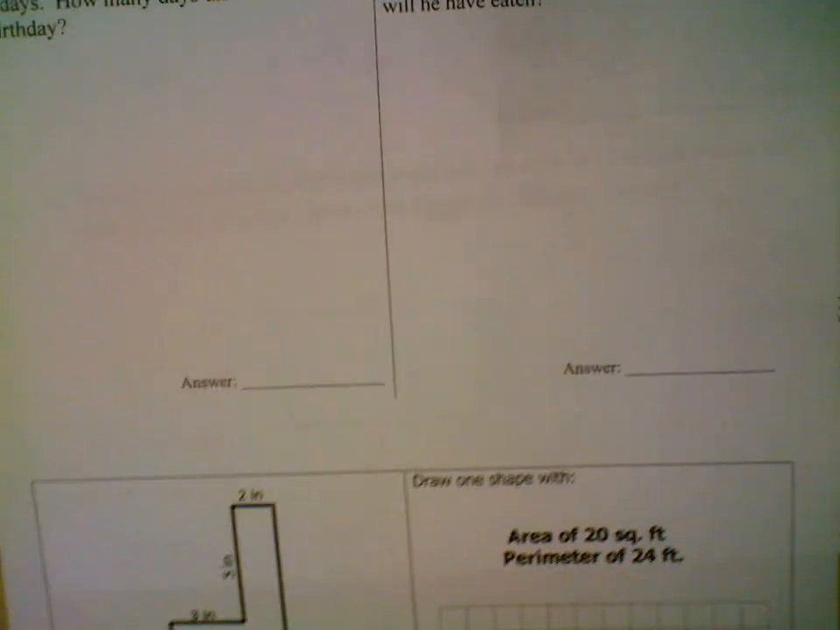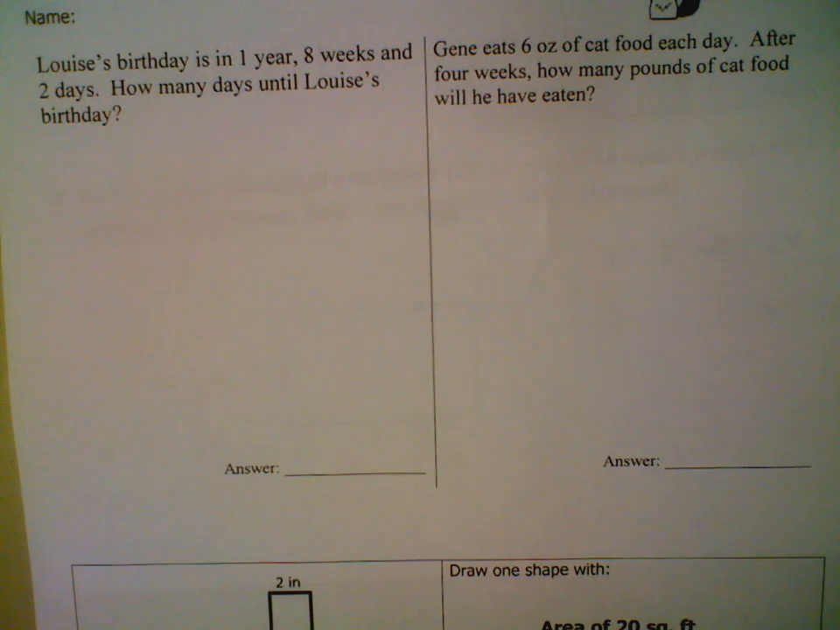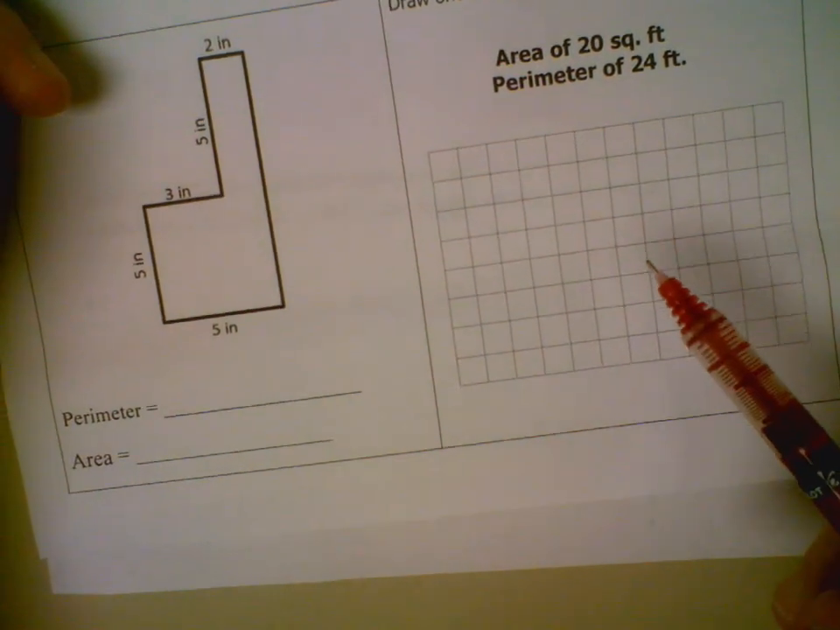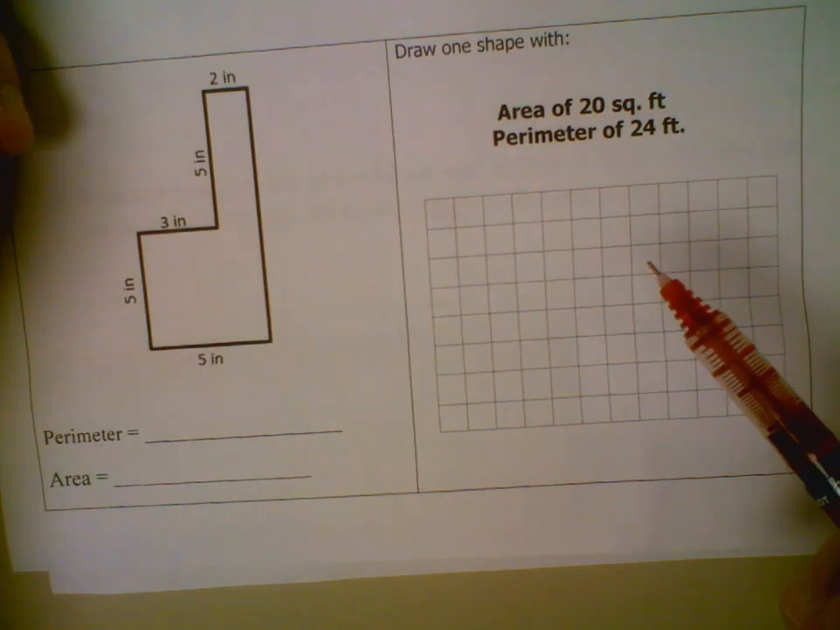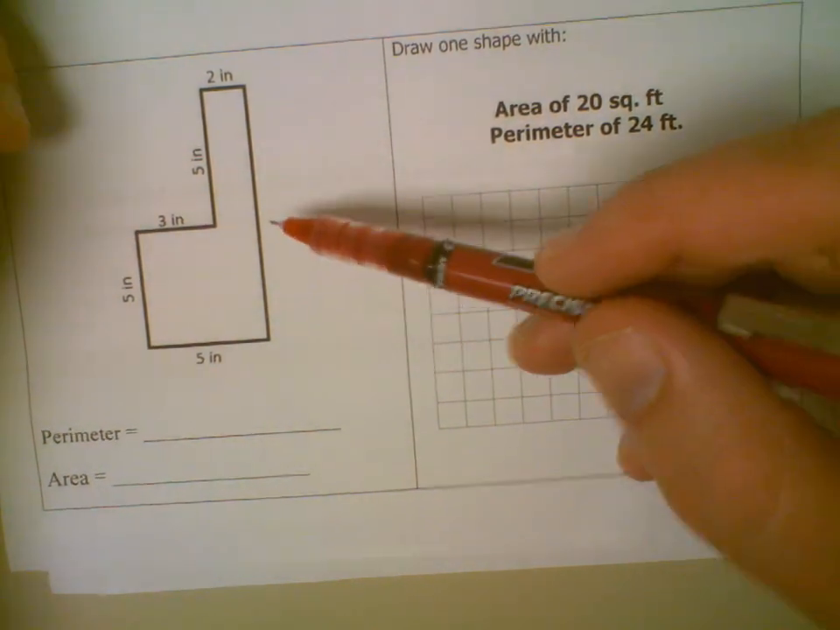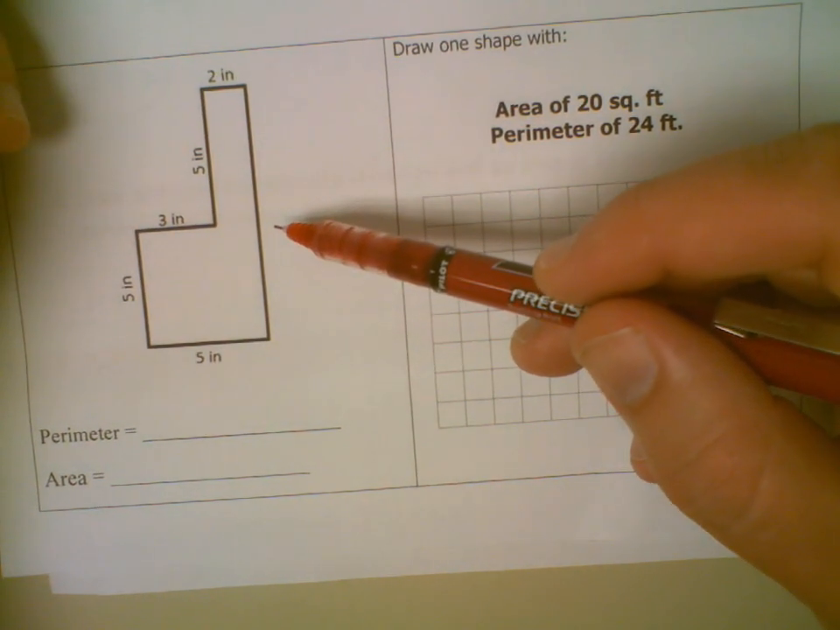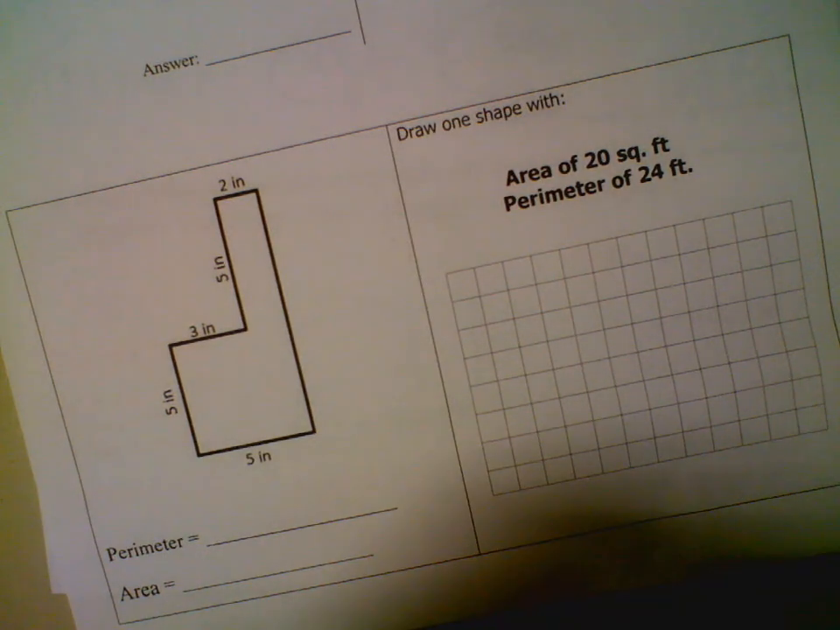Couple of conversion word problems here. And a couple old school area and perimeters, kind of like the ones we just wrapped up, okay? Don't forget that missing side there before you figure out your perimeter, all right? Do those 4, and I'll take a look.